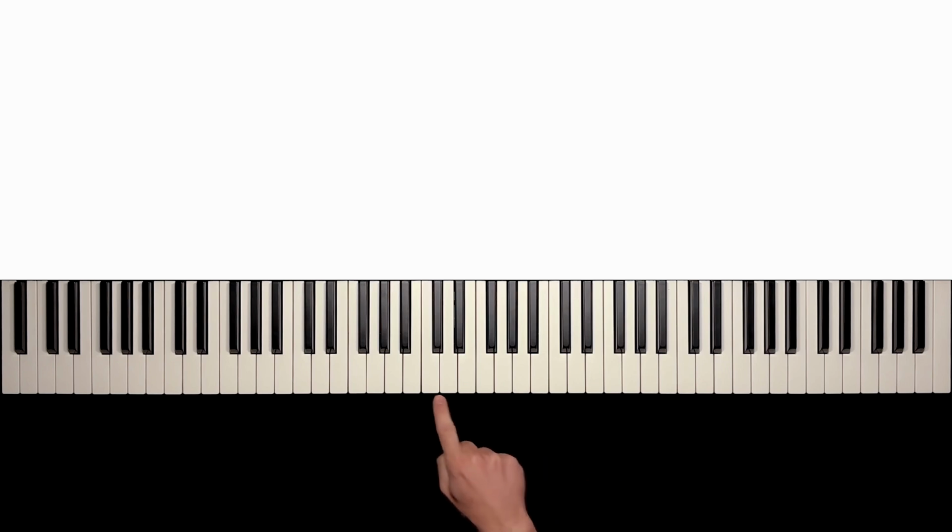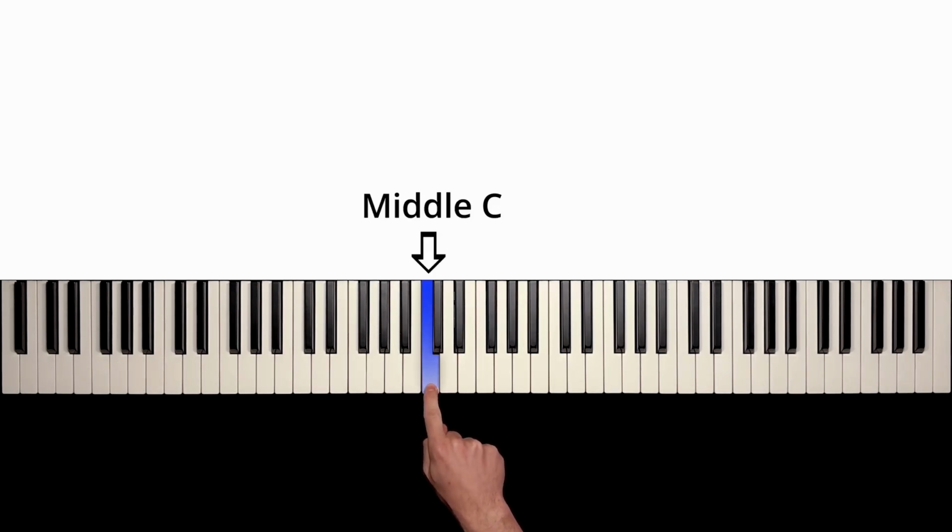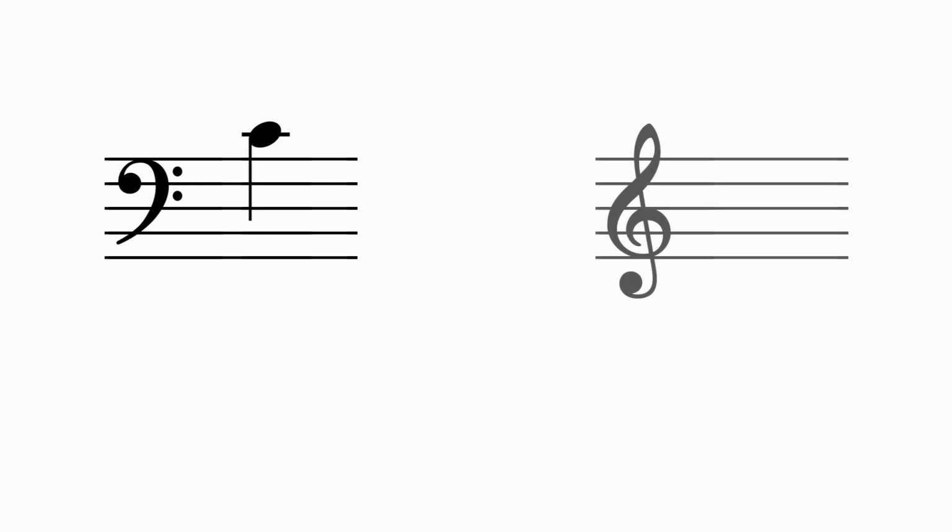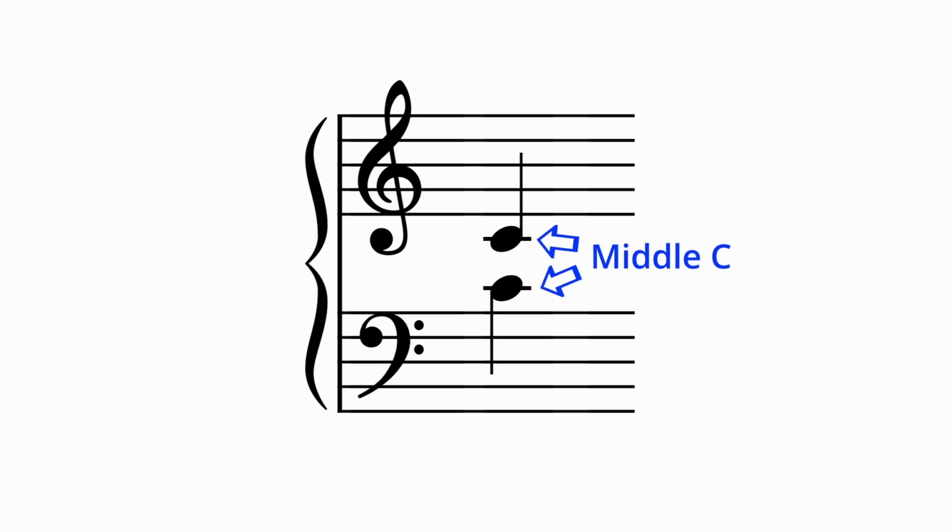They meet at middle C. In the bass clef, middle C is placed on the first ledger line above the staff. In the treble clef, middle C is on the first line below the staff. So we can use middle C as a point of orientation to figure out any note in our system.